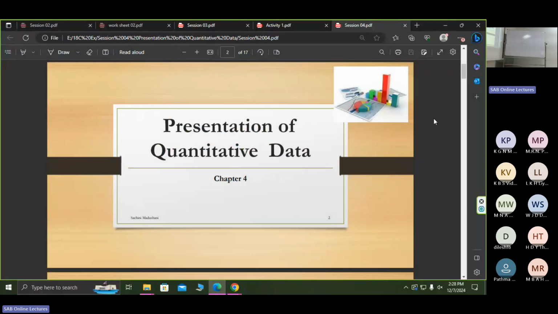Okay. Next, we know how to present the categorical data, which means qualitative type variables. Then we have the quantitative data. Now we move into how we present the quantitative data.